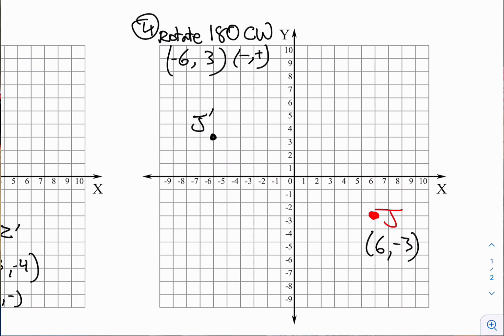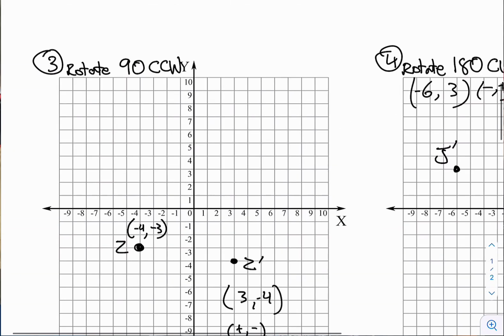So again, to double check with my hockey stick, so I'm going to go here and here. So that's 6 and 3. If I rotate that around, it's going to be laying on this one. So it's going to be 6 and 3. Perfect. Once again, I was successful in that.